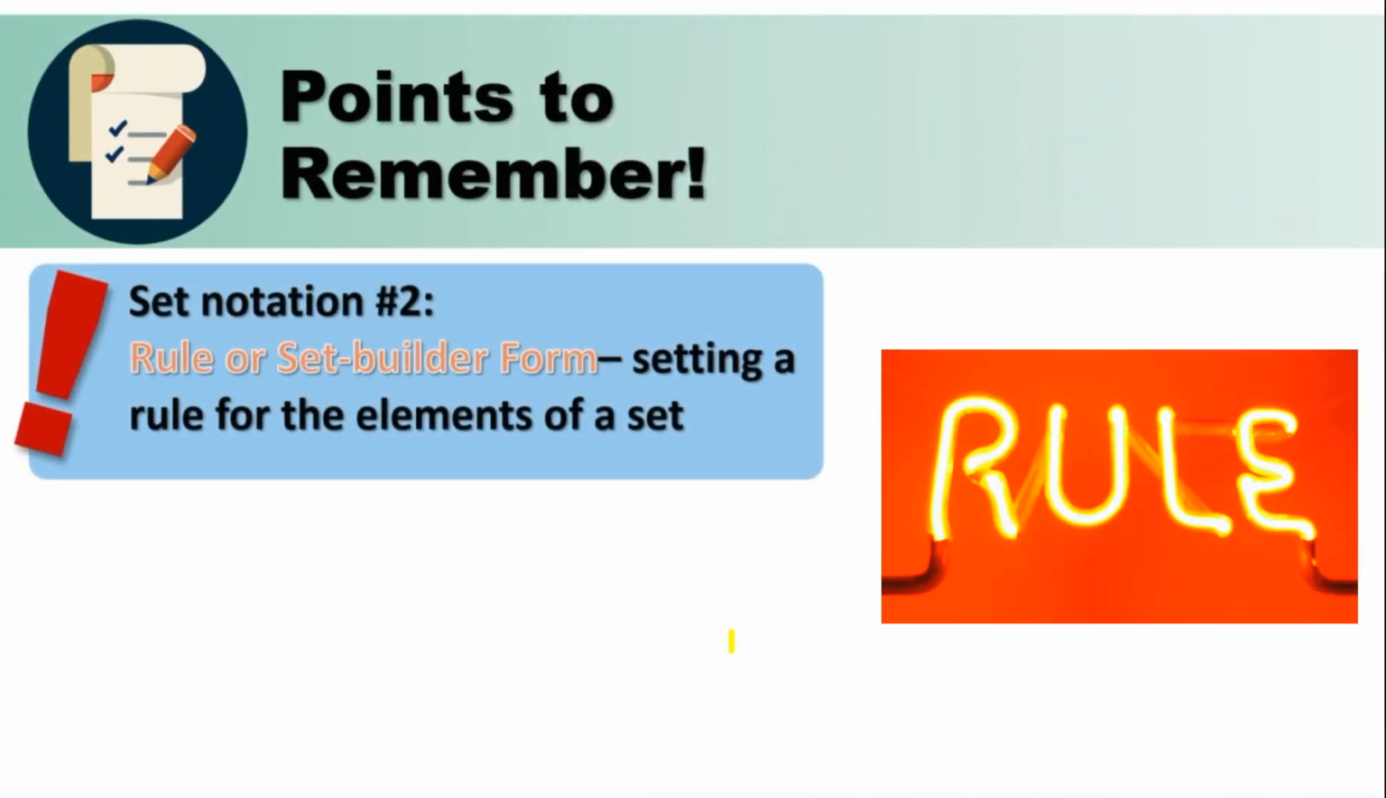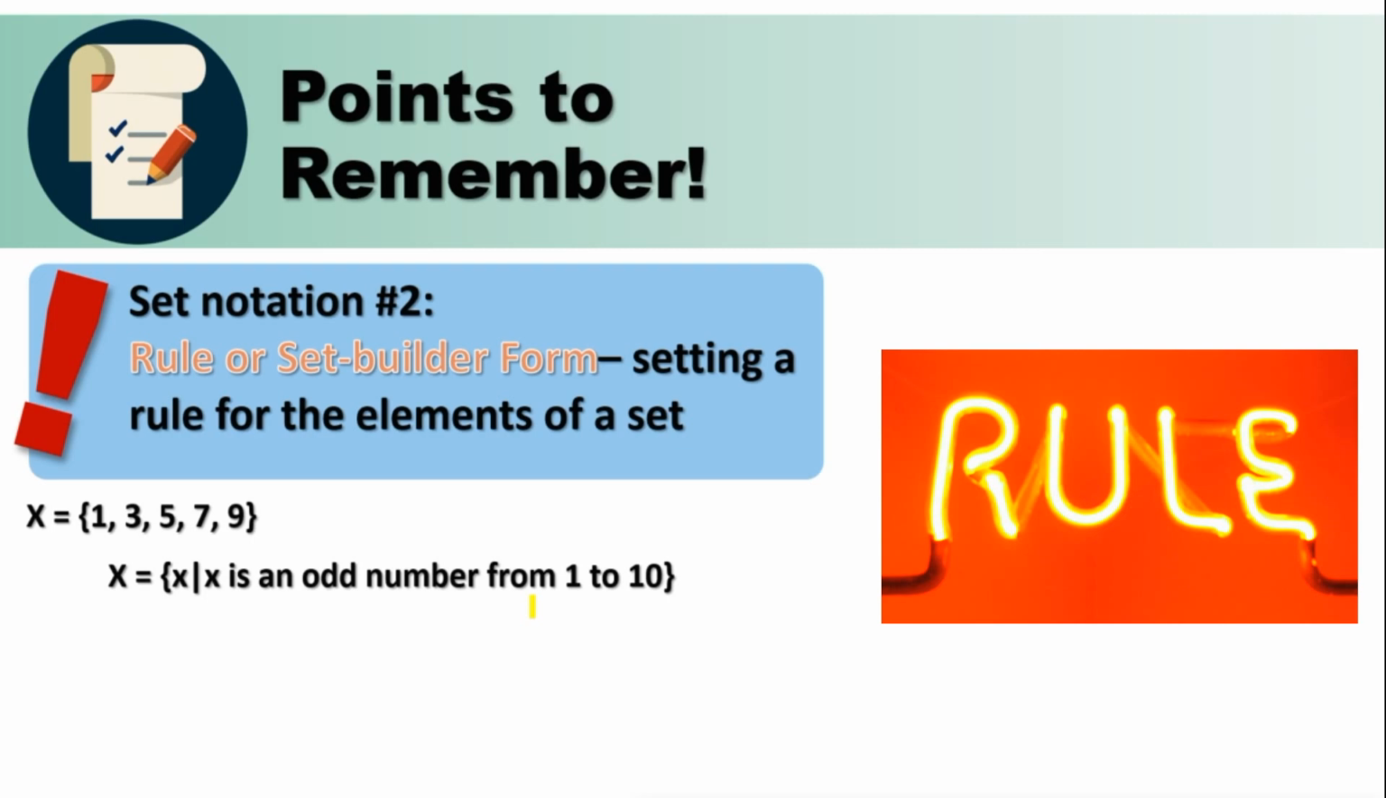Set notation number 2, the rule or set builder form. The rule or set builder form is setting a rule for elements of a set. For example, set X that contains 1, 3, 5, 7, and 9. So it is written in a roster form. So how are we going to write this in a set builder form? So in a set builder form, it is written and read as X is a set with elements x such that x is an odd number from 1 to 10.